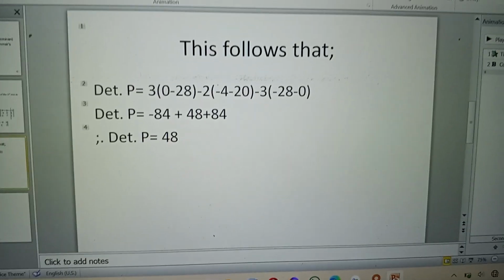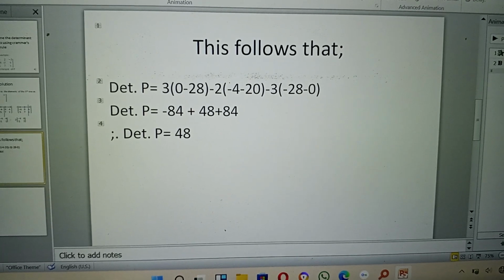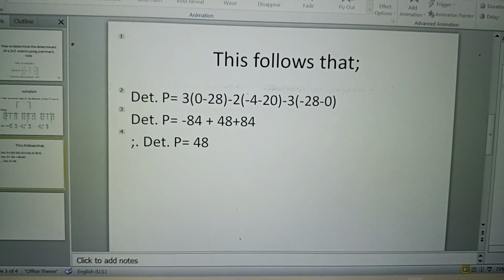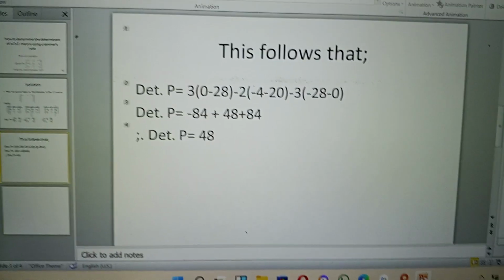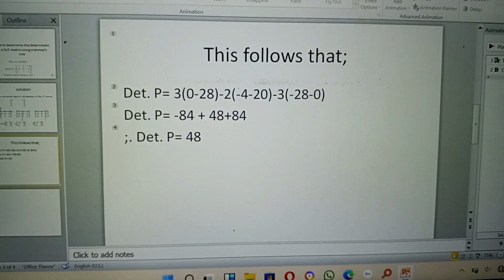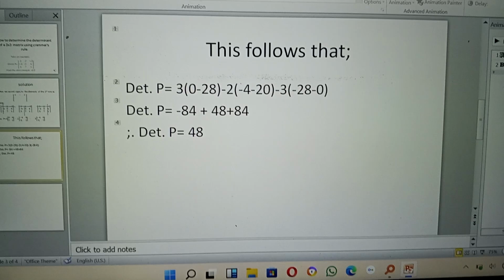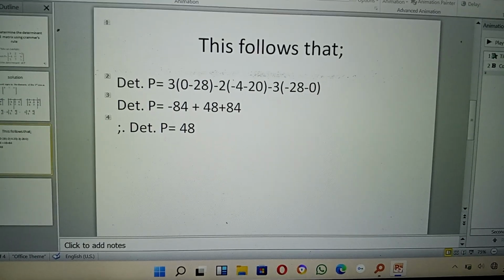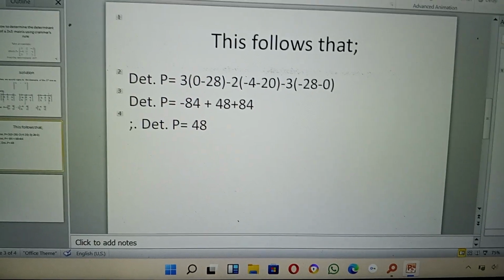Now, we have a 3 multiplied by negative 28, giving us negative 84. Then, here we're having negative 2 multiplied with negative 4 minus 20. If we first of all deal with the bracket, we shall have negative 24 multiplied with negative 2, giving us positive 48. Then the negative 3 multiplied by negative 28 gives us 84.